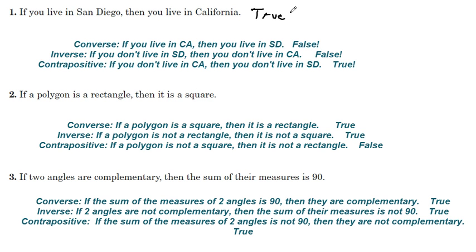Now I want you to notice the pattern here. The conditional and the contrapositive had the same truth value. The converse and the inverse had the same truth value as well. Okay, let's look at number two.